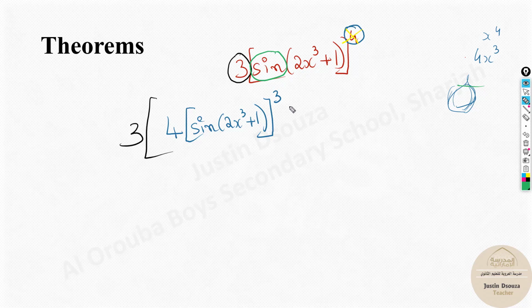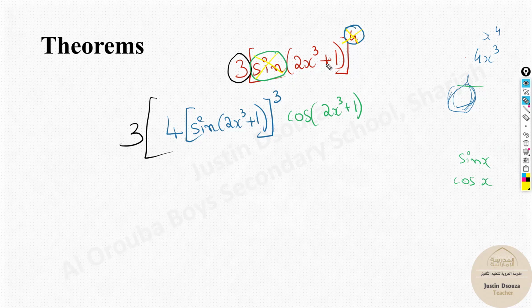Here now you have sine. Let's derive sine. What happens when you derive sine? It will become cos. And whatever is inside, just imagine it has to be x. What is the derivative of sine x? That is cos x, isn't it? So cos, here instead of x we have 2x cubed plus 1. Next, what else remains? Now this is done. So the outermost layer is done.